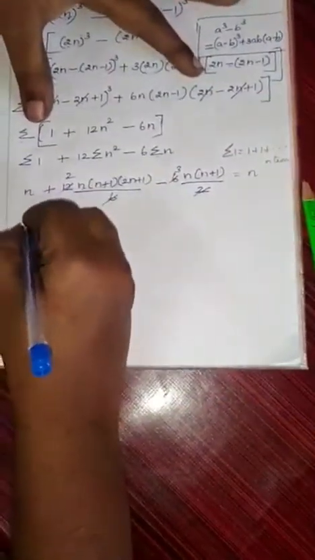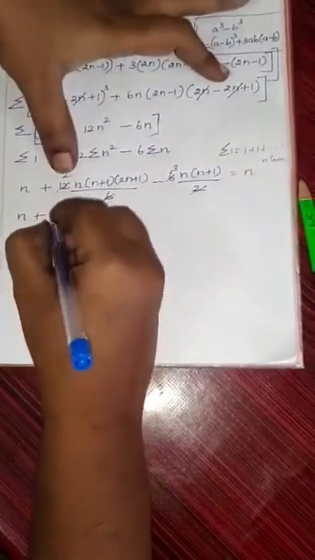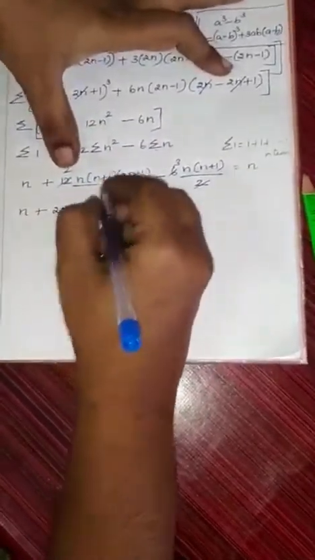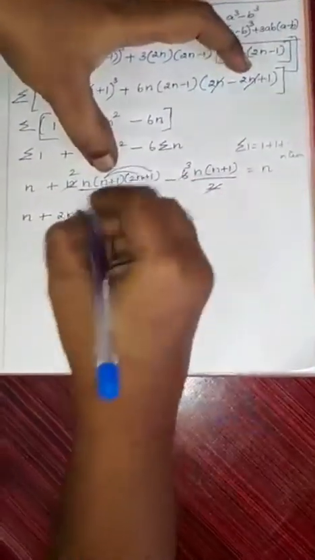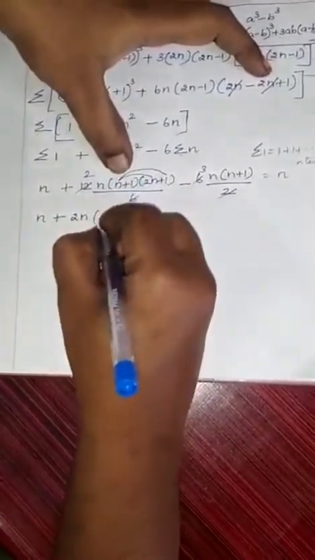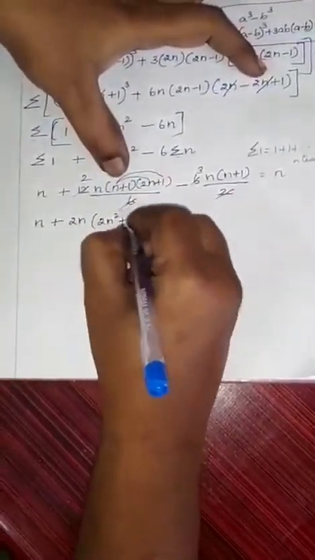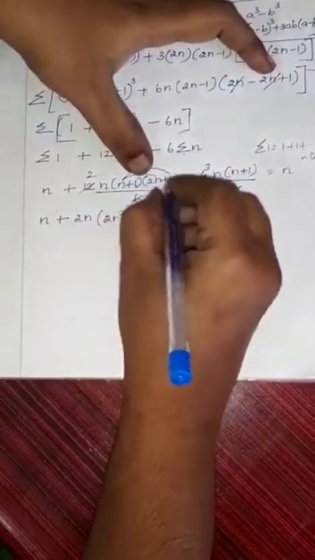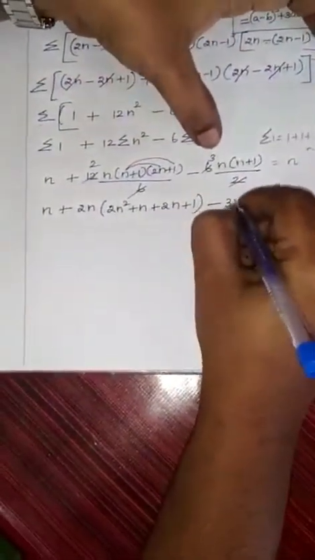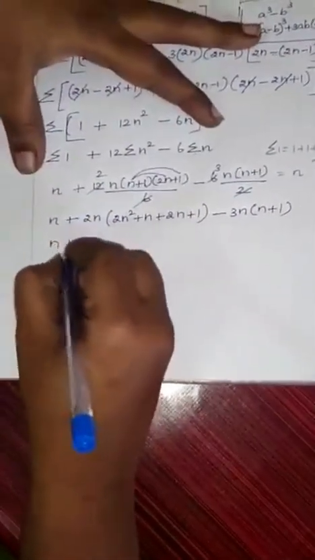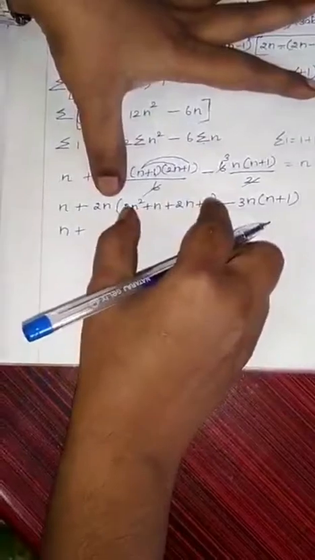Now simplify this. n plus 2n into, multiply this inside. First take n and multiply commonly for this. n into 2n, 2n square. n into 1 is n. Now take this 1 and multiply this. 1 into 2n, 2n. 1 into 1 is 1. Now minus 3 into n into (n plus 1). Now this 2n is common for all this, so multiply this 2n for each and every term inside.